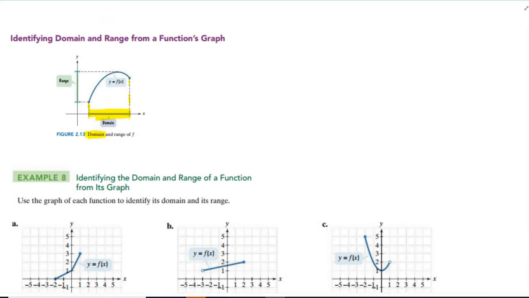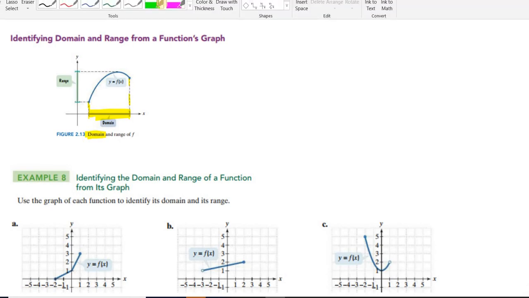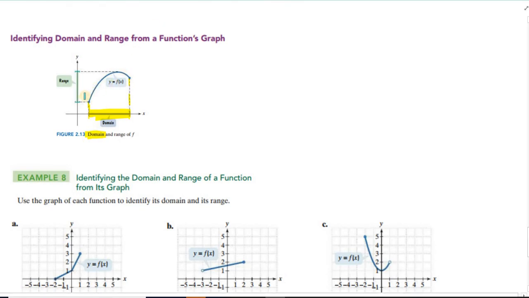All right. And then we look at range. Range, just always think about this as up, down. This is a range. Okay, so this is the range.